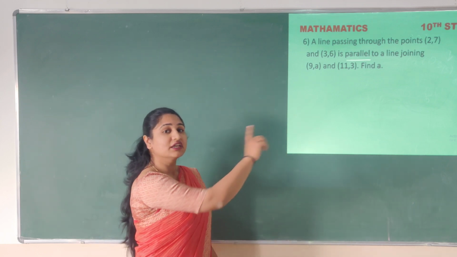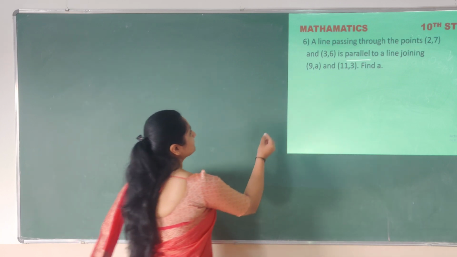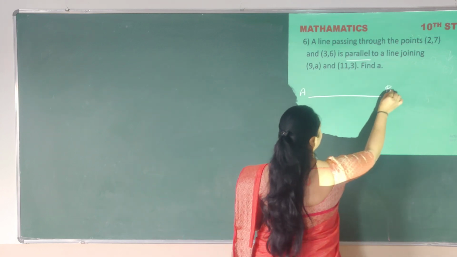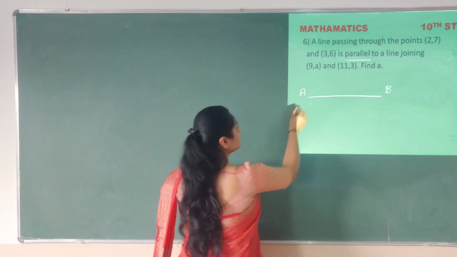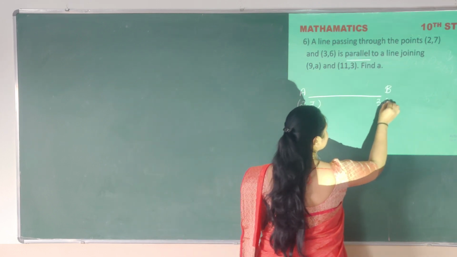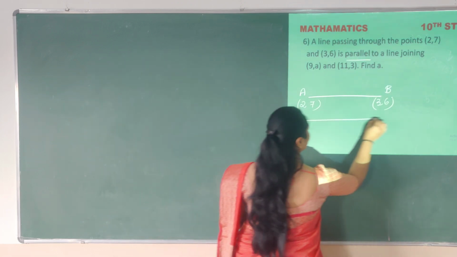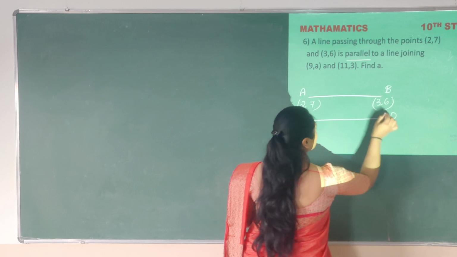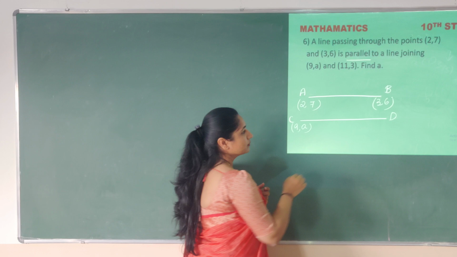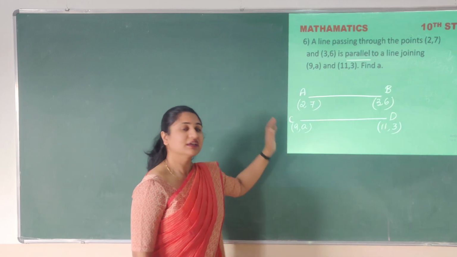Why? Because they have not given the equation of the line. So first we'll have to find the equation of both the lines. So see, I'll draw two lines here. Let this one be AB, whose coordinates they have given, that is (2, 7) and (3, 6). And this line is parallel to one more line, which we take as CD, whose coordinates are already given, that is (9, a) and (11, 3). So first we'll have to find out both the equations.